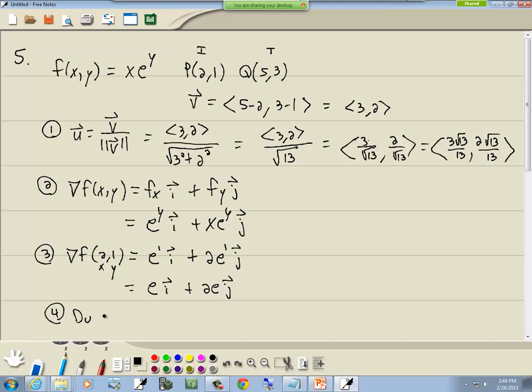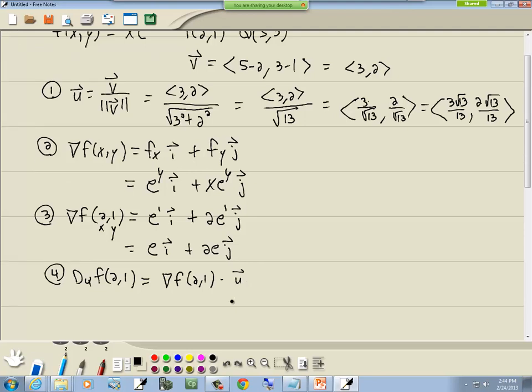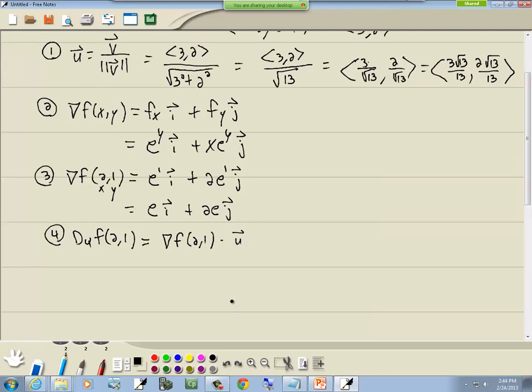Then our directional derivative of f at 2, 1 is going to equal del f of 2, 1, the dot product of del f of 2, 1 and our unit vector. So we're going to have e i plus 2e j, dot product with 3 square root of 13 over 13 and 2 square root of 13 over 13.